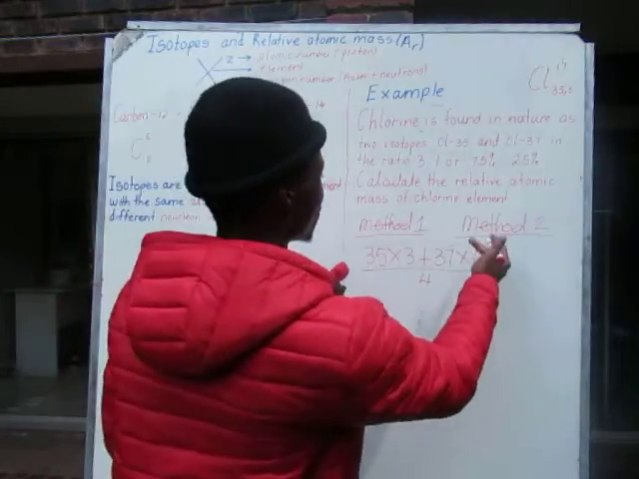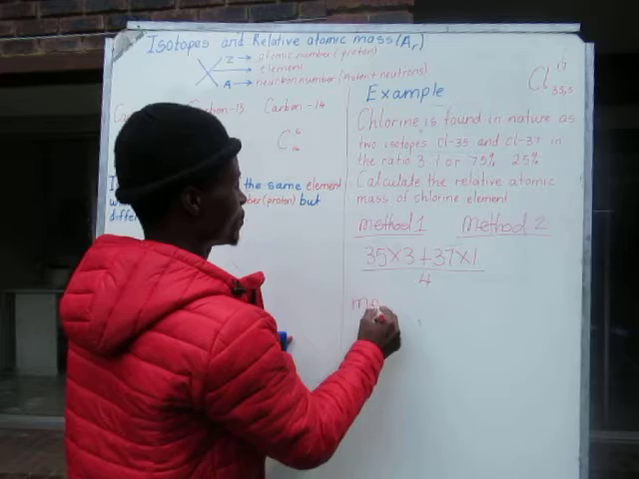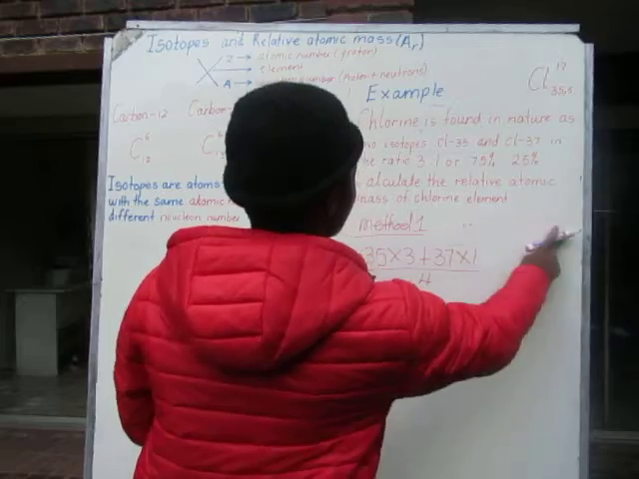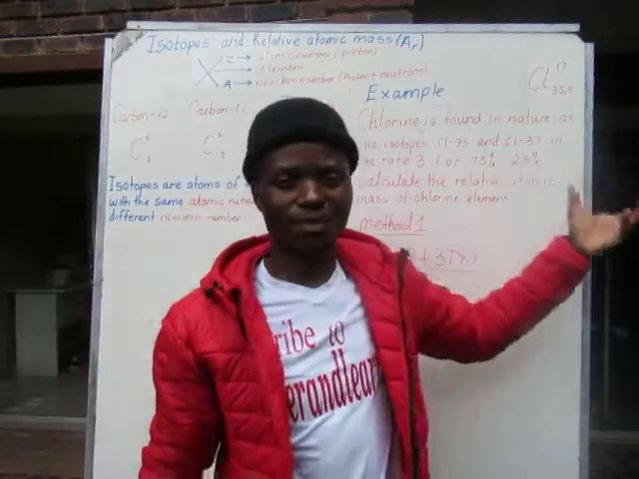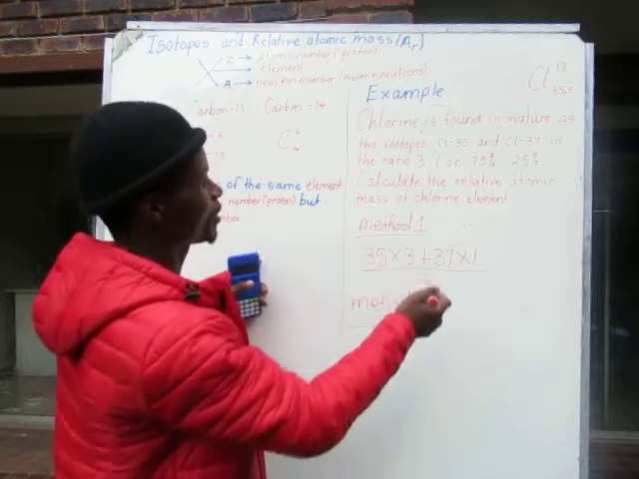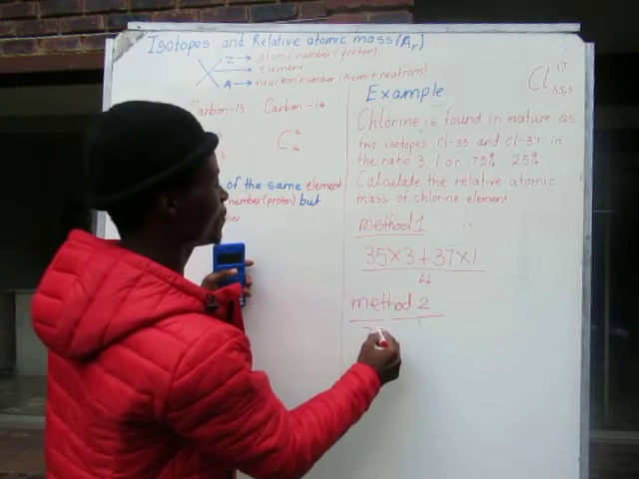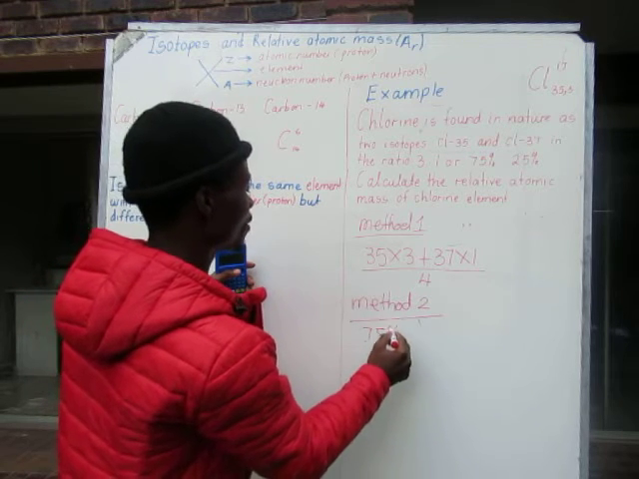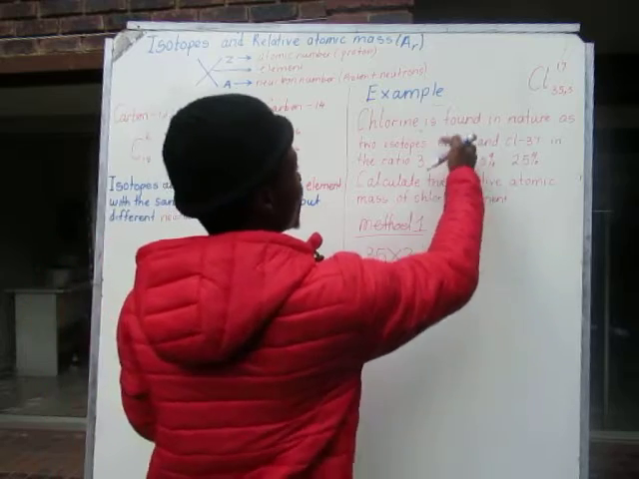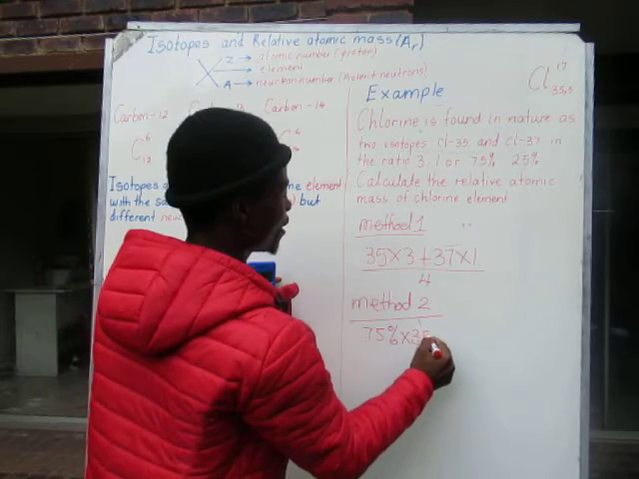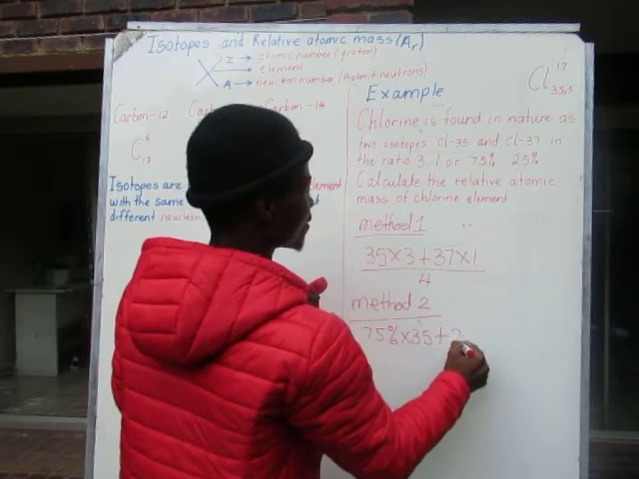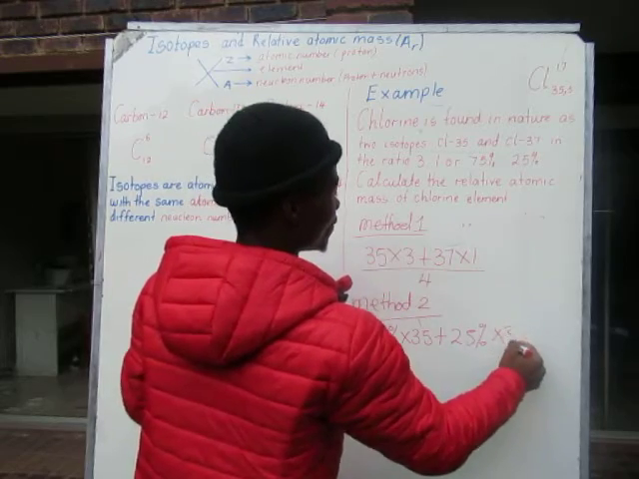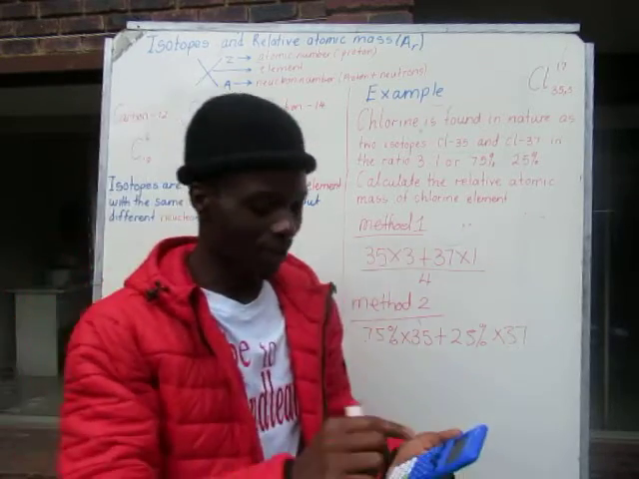Method 2 is also relatively easy, so I'm going to write it underneath. That's method 2. So using method 2, we're just going to say, suppose you're given a question as a percentage. So how are you going to express that? That's pretty simple. We're simply going to say 75% means over 100, isn't it? So we can just punch the 75% of what? Of chlorine 35. So we multiply by chlorine 35, plus we have 25% of chlorine 37. So when we punch this, we're still going to do the very same calculation.